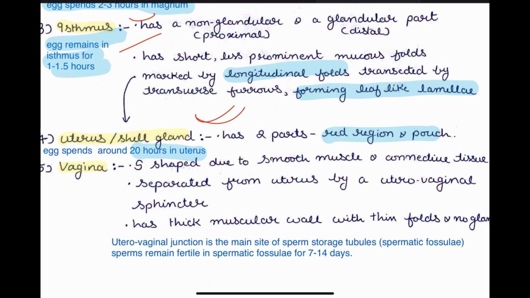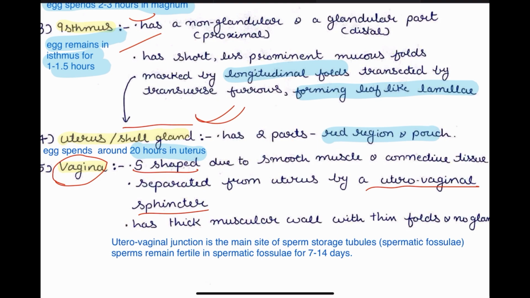Then the last part, or the distalmost part of the oviduct, is called the vagina. It is an S-shaped structure due to the presence of smooth muscles and connective tissue. It is separated from the uterus by a uterovaginal sphincter, and it has a thick muscular wall with thin folds and no glands. So the vagina is the non-glandular part of the oviduct. In the uterus the egg formation is completed. In the vagina, what happens? Oviposition occurs.